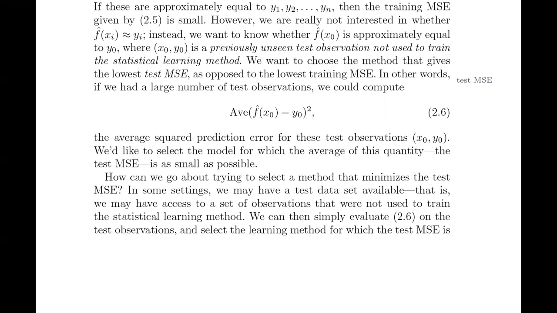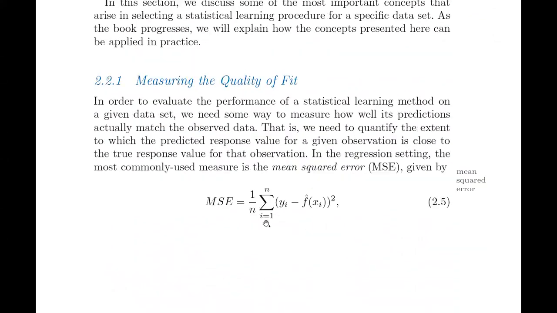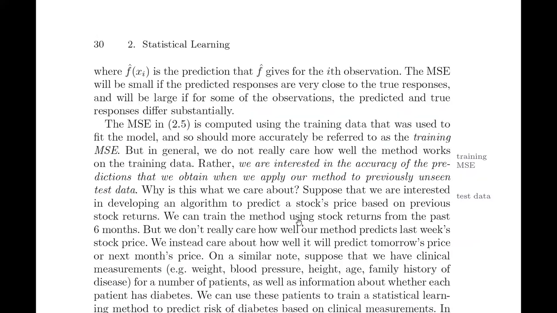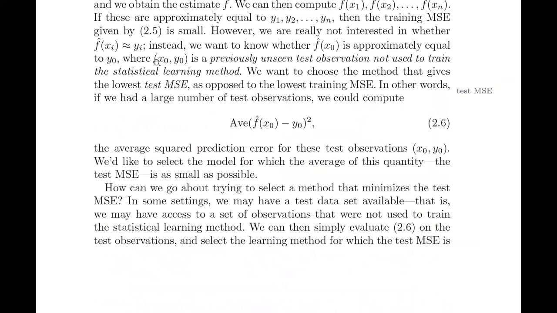In other words, if we have a large number of test observations, not training, we could compute the mean squared error. They're choosing to write AVE. The average squared prediction error for these test observations, x naught, y naught. I think the only reason they're writing AVE is that if they used sigma, they would have to specify the number of observations, whereas instead they're just saying x naught comma y naught.